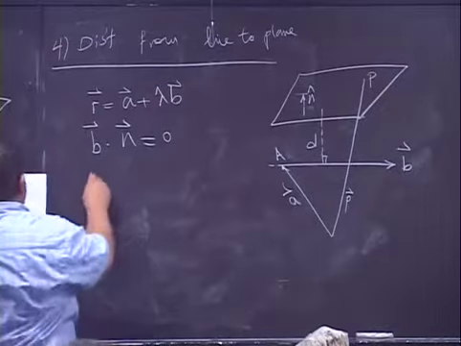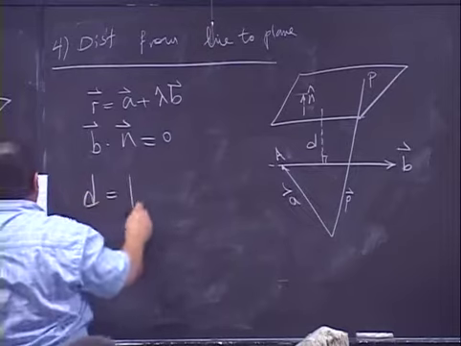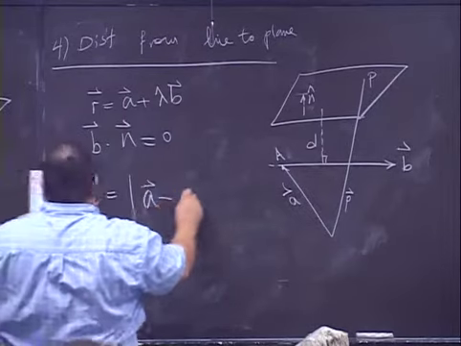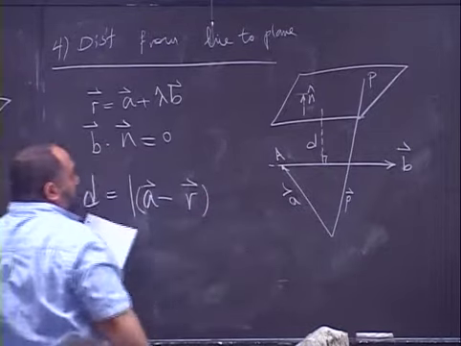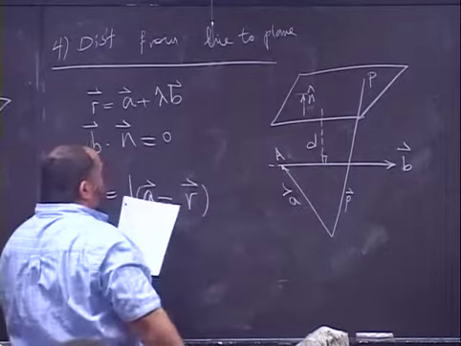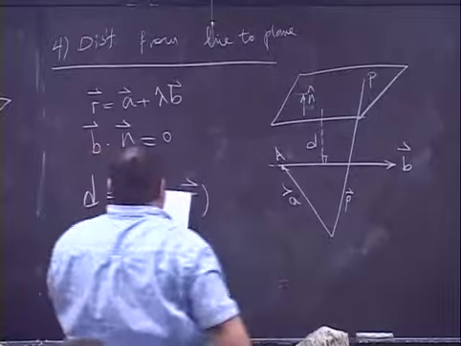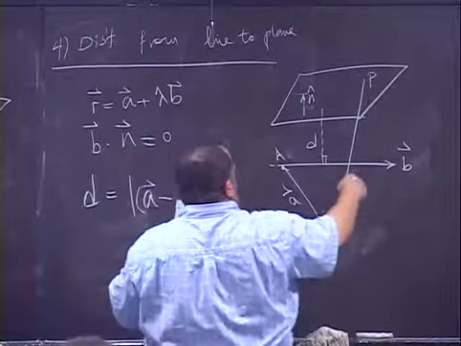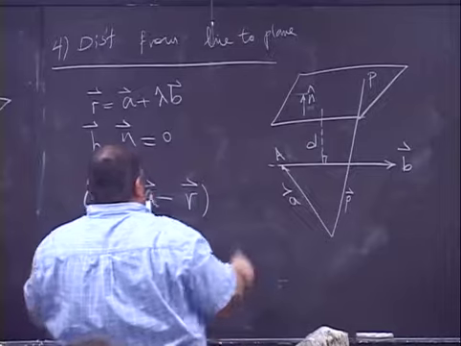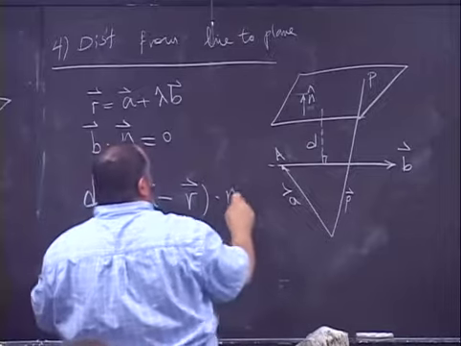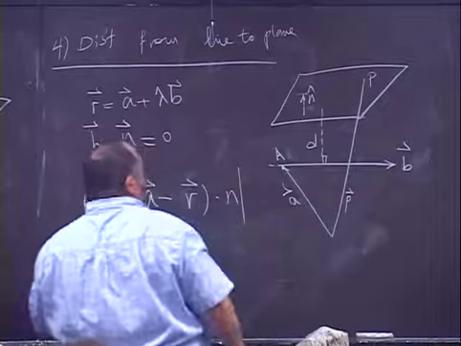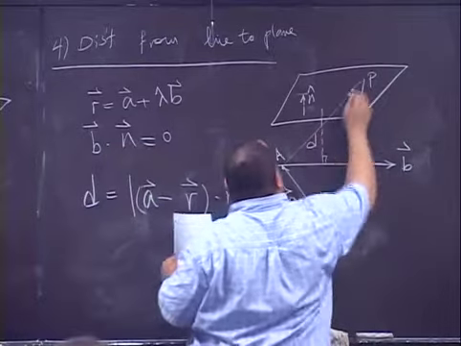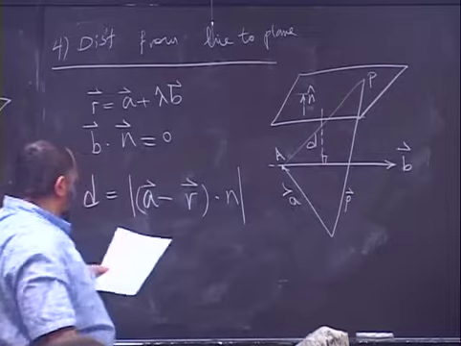So in which case D will be just the vector A minus R. Where is A minus R? It is any point in the plane. In this case, let's say assume it's R_B dotted with N, and this will be the distance. So let's assume that this is A minus R.